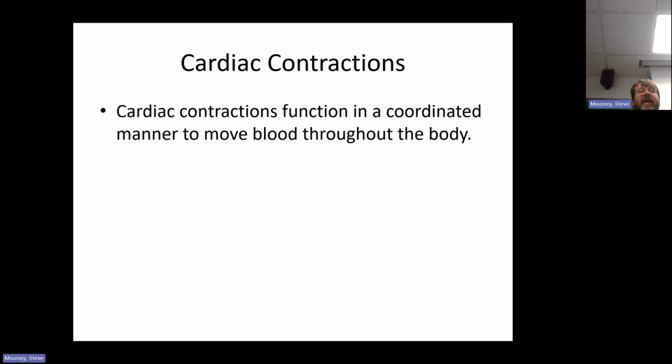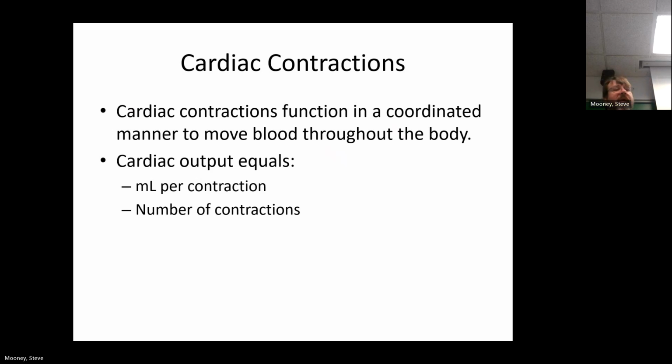So we'll start with the electrical. Cardiac contractions happen in a coordinated manner to move blood through the body. We have to think about cardiac output.